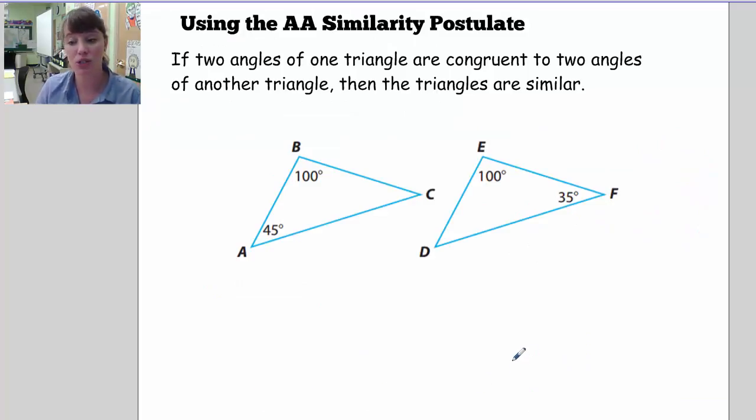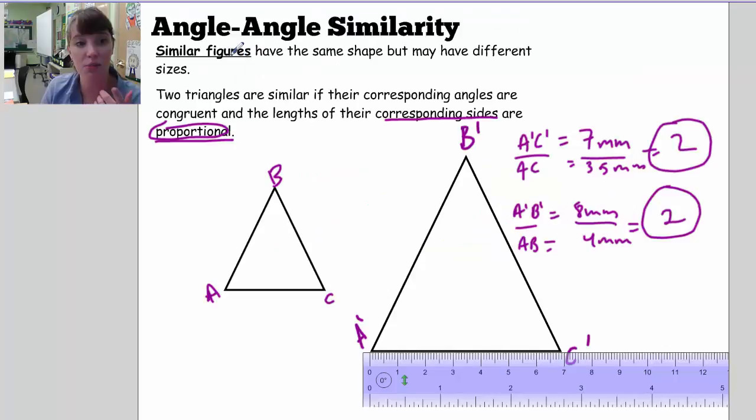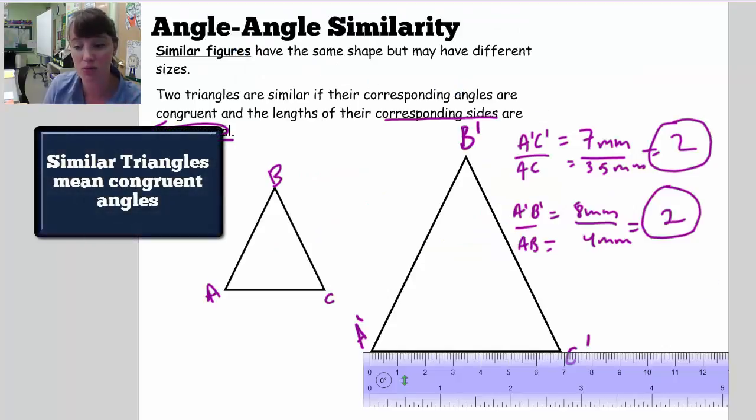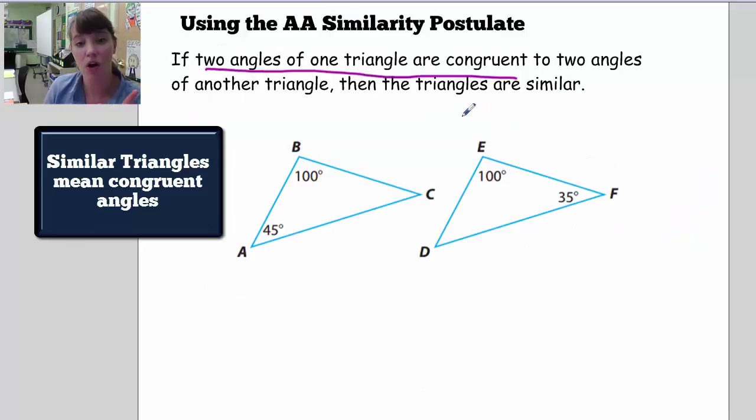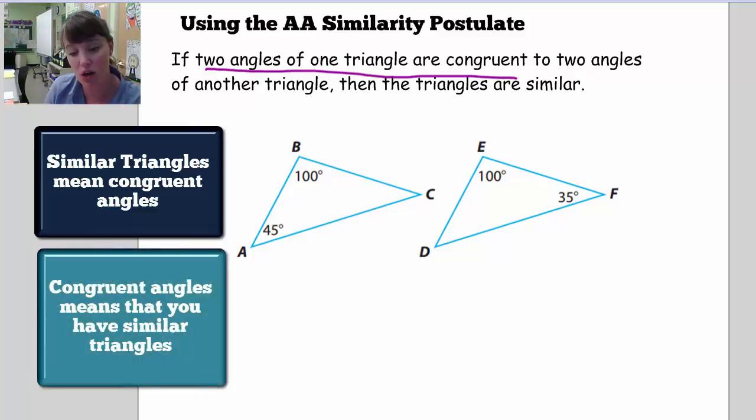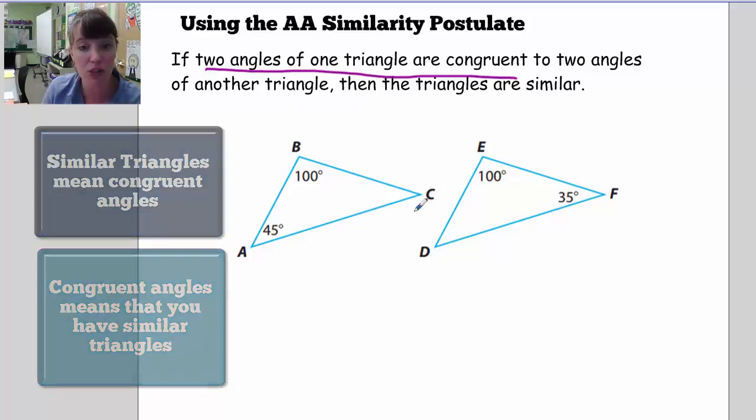But what we're going to use is the idea that in similar triangles, all the angles are equal to each other. What's nice about triangles is that we actually know that if two angles of one triangle are congruent to two angles of another triangle, then the triangles are similar. So what we're doing is using the reverse. We're saying that if all angles are equal to each other, or congruent, then we know that the triangles are similar. So can we prove that these two triangles are similar?